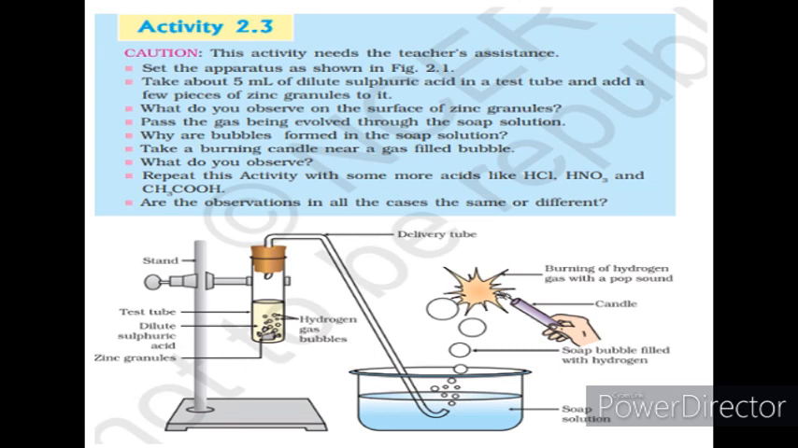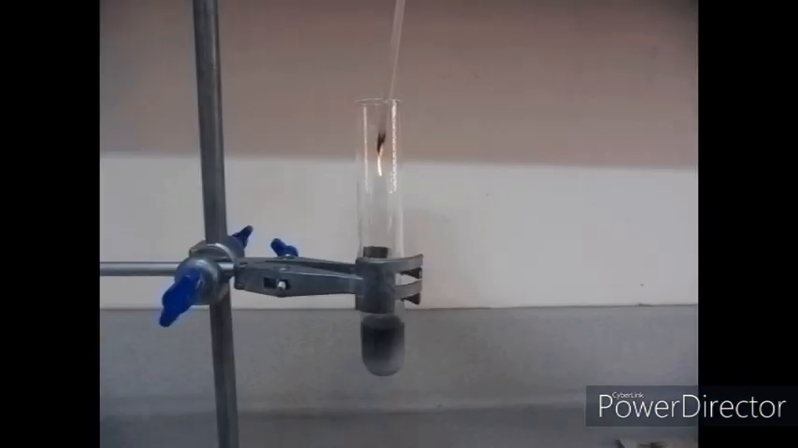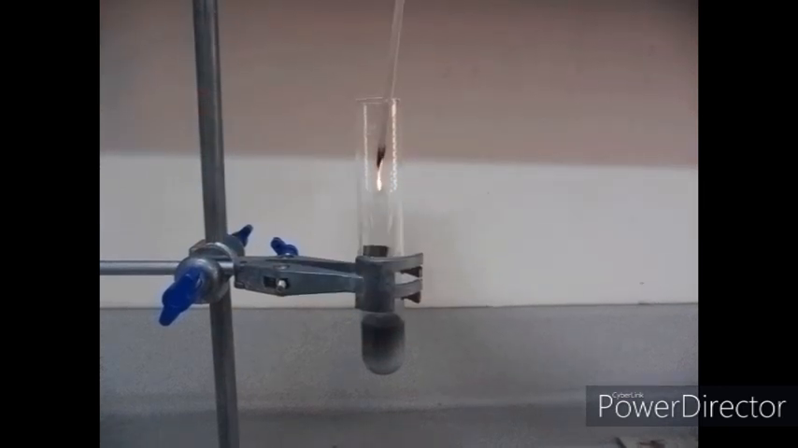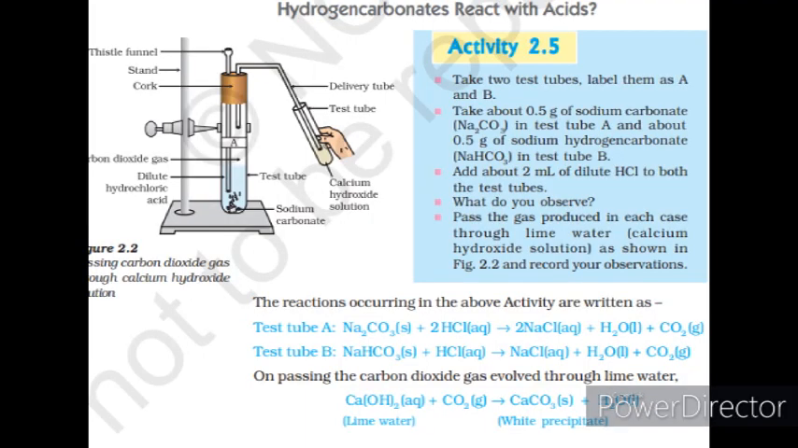Now to check the gas contained in the bubbles, bring a burning candle near the soap bubbles. You will see that the bubbles burst and the gas present in them catches fire with a pop sound. This shows that the gas is hydrogen gas. Now this is how the bubbles are formed when metal reacts with acid. And this is how, when the burning candle is brought near the soap solution, it will catch fire with a pop sound.